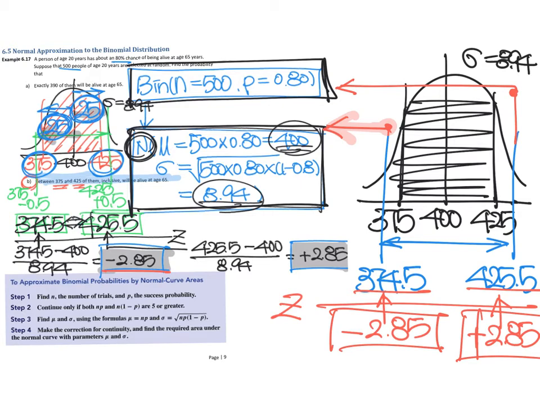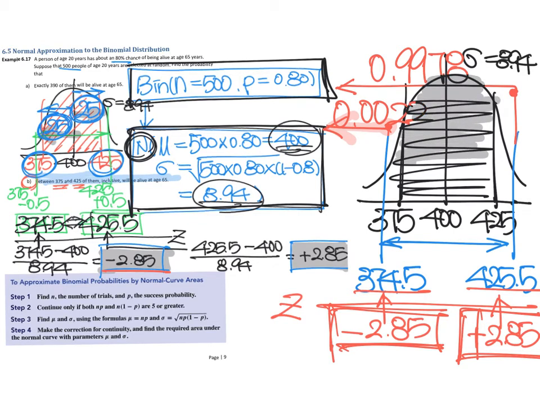From the z-table, at a z-score negative 2.85, there is a probability 0.0022. And the other one, at the z-score 2.85, there is a probability 0.9978. And now for the probability in the middle, we just take the difference between the two probabilities.